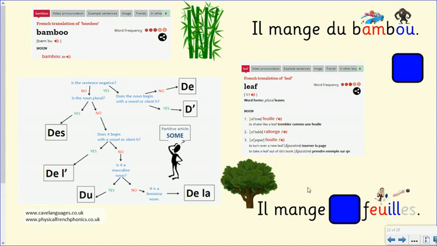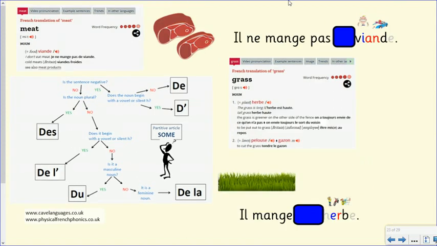Okay. We want to say it eats leaves. This is the word for leaves. EU is E, I-double-L is Y. I-double-L after a vowel is Y. So feuille, feuille. It eats leaves. So, is the sentence negative? No. Is the noun plural? Leaves. Yes. So the word for some is des. Il mange des feuilles.